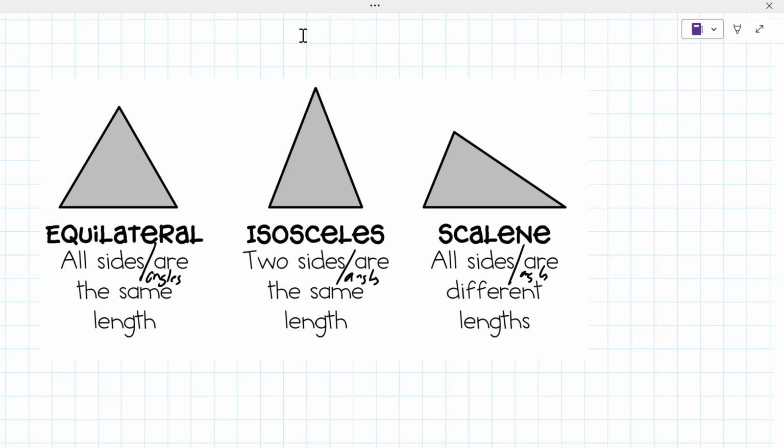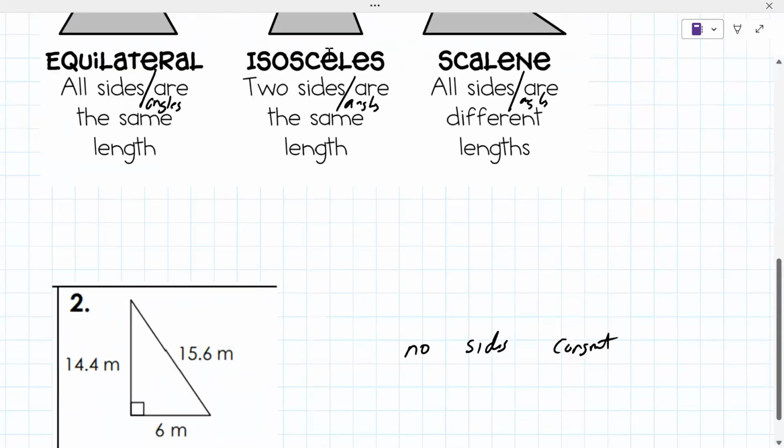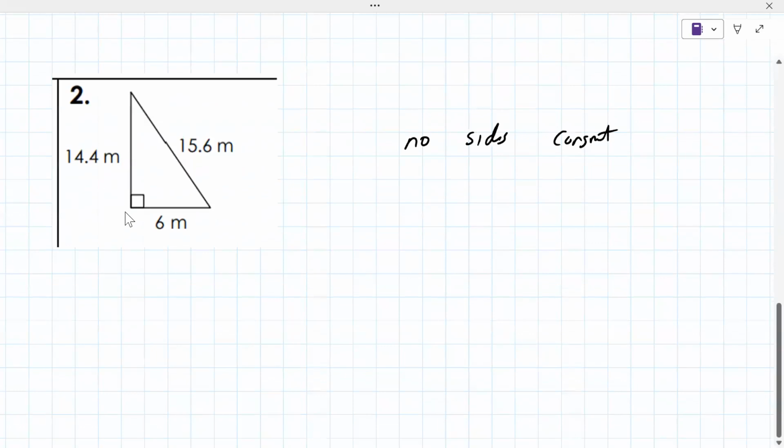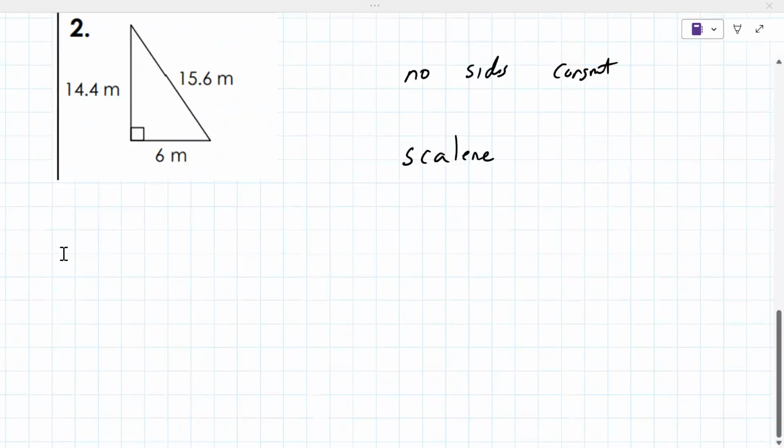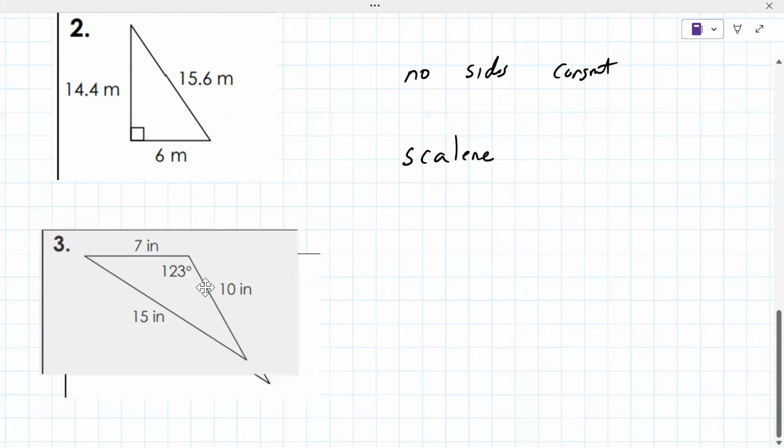Okay, got it. So when I look at this one here, like you said, no sides are congruent. So what is the name that goes along with this? That's the scalene. Scalene, and an e at the end. All right, good. So take a look at this one.